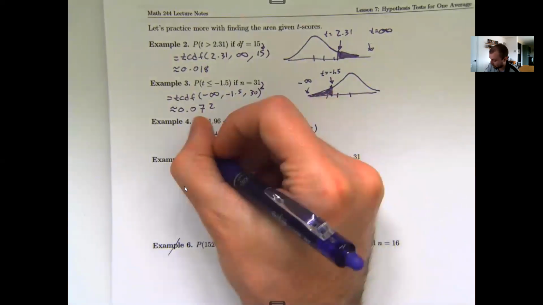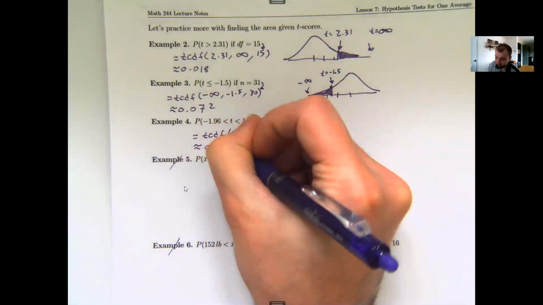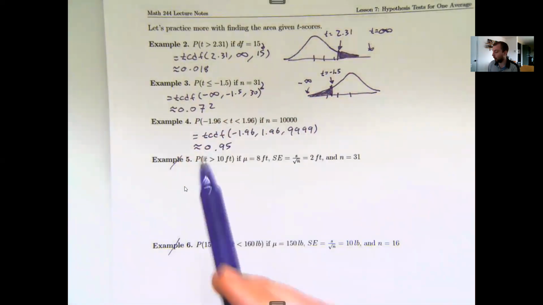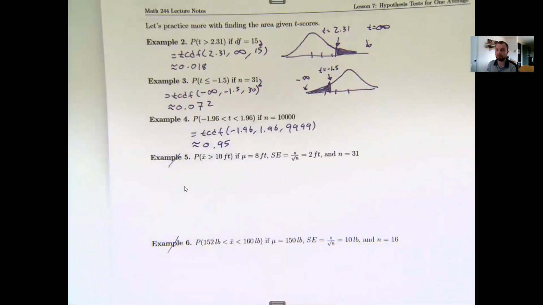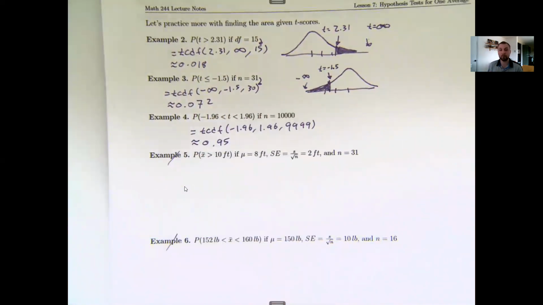And I get approximately 0.95. So if I go up and down 1.96 standard deviations, I have 95% of my area. That's my critical value. That's actually matching up with the result that we had from earlier.